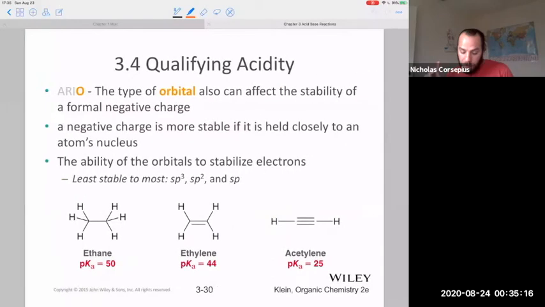All right, and the last one has to do with the orbital that's going to be bearing the negative charge. It's going to hold that lone pair. All right, so if we look at these 3 here, this carbon is sp3 hybridized in ethane, sp2 hybridized in ethylene, and sp hybridized in what's called acetylene.